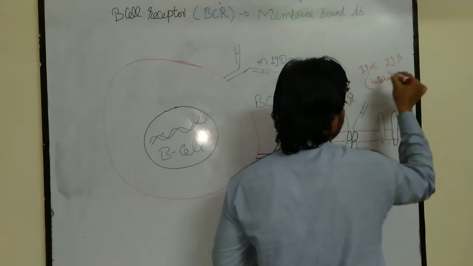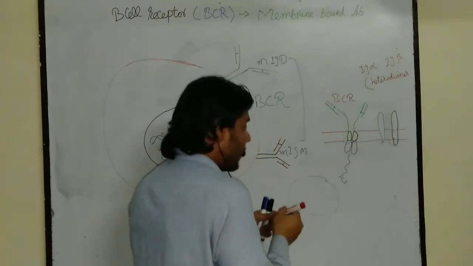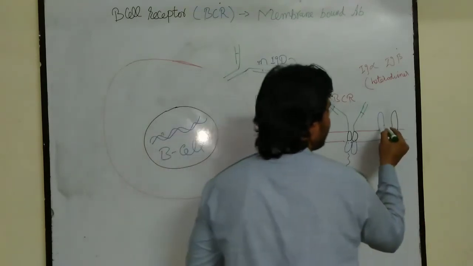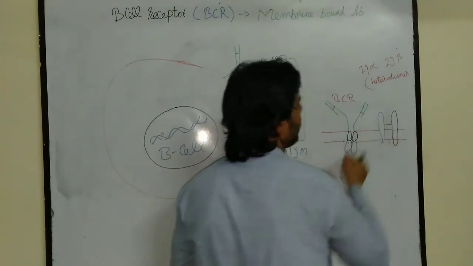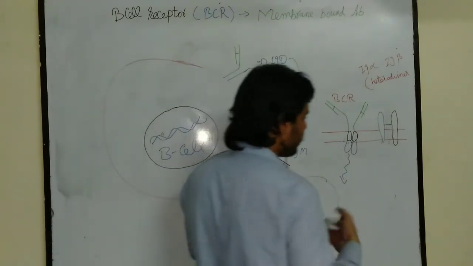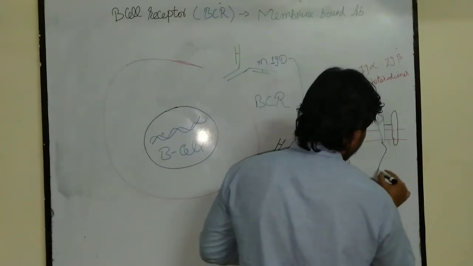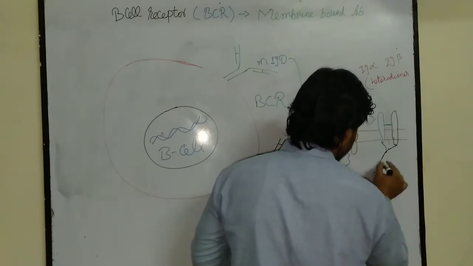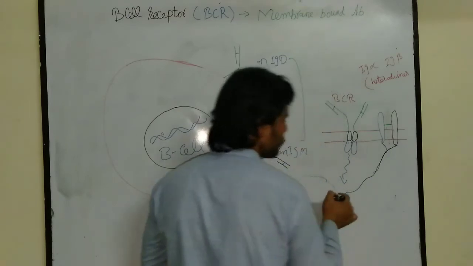This combination is called the Ig alpha Ig beta heterodimer. It means that they are different from each other, and these two receptors mainly bind with each other by a disulfide bond. This green one represents the disulfide bond. Moreover, they have another long chain, as you can see, which is connected to this nucleus.